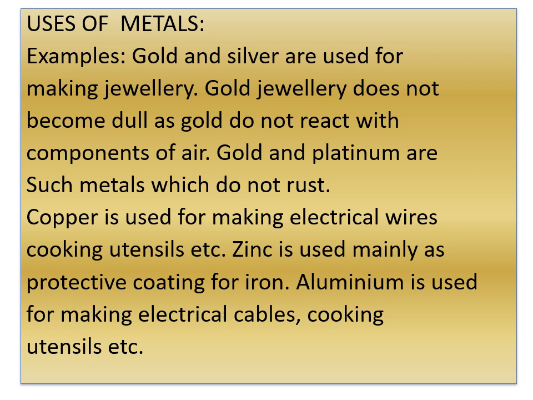Now when you come to copper, already we have discussed this. Copper is used for making electrical wires, cooking utensils, etc. Zinc is mainly used as a protective coating for iron in order to save the material which is made of iron, not to corrode easily. Next, aluminium is used for making electrical cables and cooking utensils also.